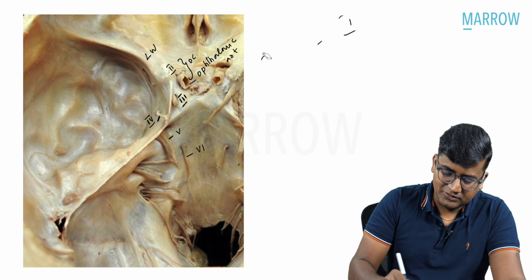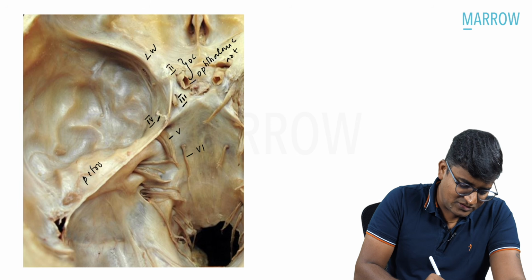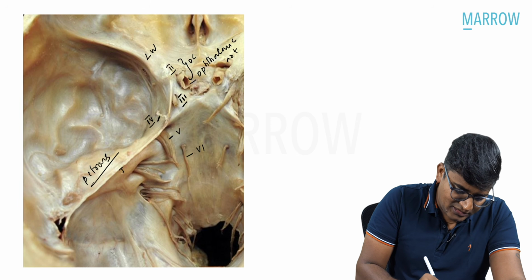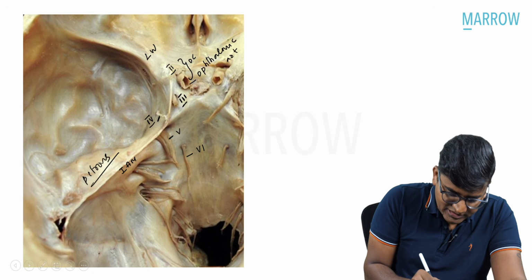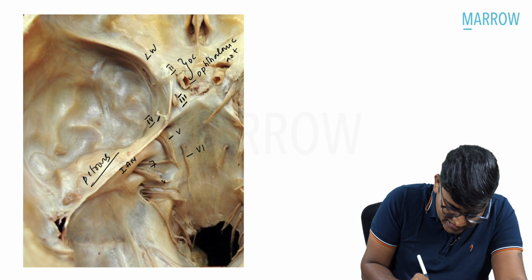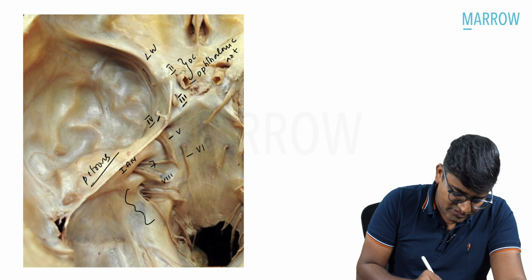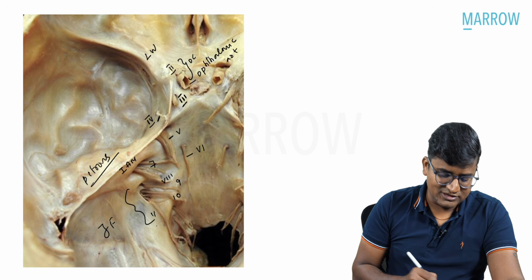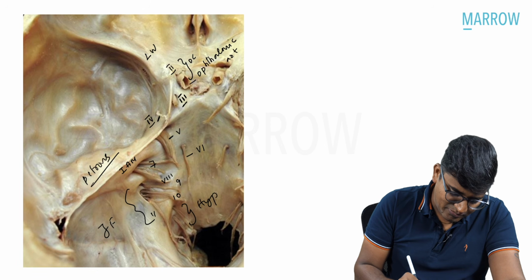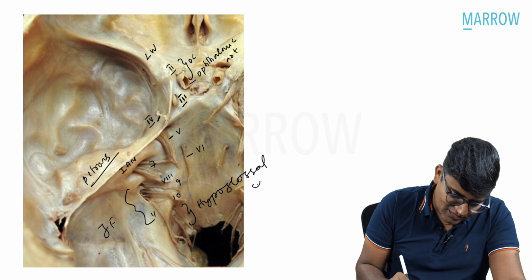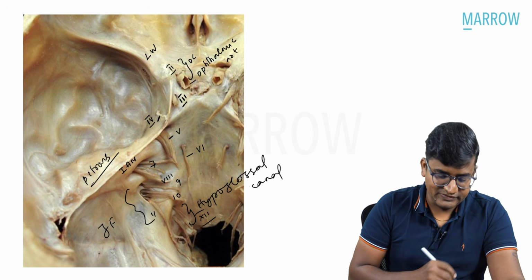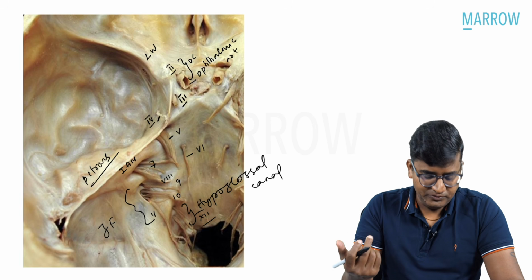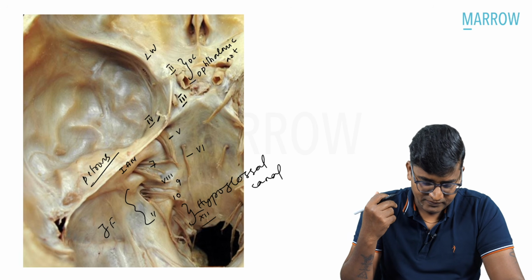Now this is the petrous part of the temporal bone. Here is our internal auditory meatus. In the internal auditory meatus, the seventh nerve and the eighth nerve are passing. Now this is our jugular foramen. Through the jugular foramen pass the ninth nerve, 10th nerve, and the 11th nerve. And this is our hypoglossal canal. In the hypoglossal canal, the 12th nerve is passing. So it's a very important image. Again they will ask you, so please go through this image again.